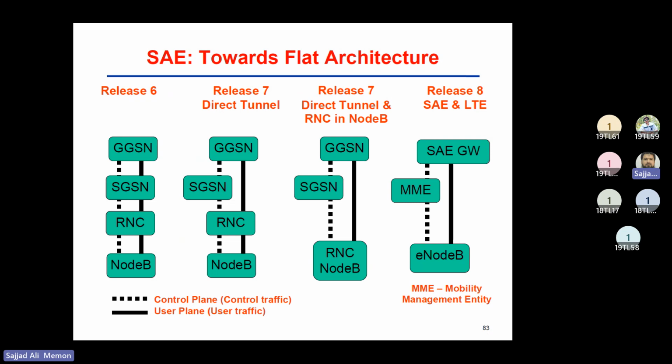First, we had the node B connected to RNC, to SGSN, GGSN. Then in release 7, we tunnel the direct connection between RNC and GGSN rather than via SGSN. Then we remove this RNC, and then we have direct tunnel with RNC and node B to SGSN and GGSN. And then we have E node B, a combination of all the functionalities of RNC including node B, and that is directly connected to the SAE gateway. And in between for signaling, we have MME.